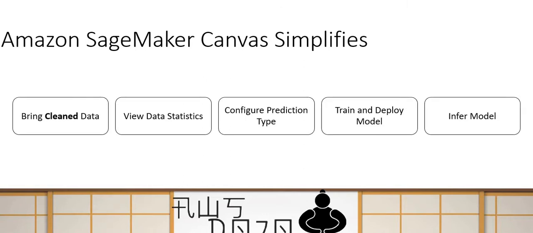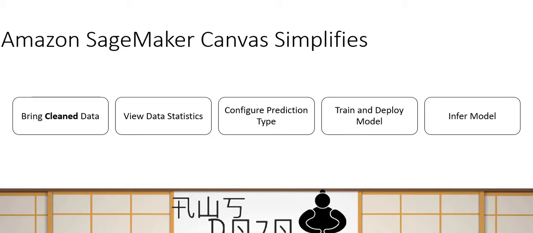SageMaker Canvas simplifies things. It asks you to bring the clean data. Now this is very important. I have highlighted the term clean here because at this point in time, SageMaker Canvas does not provide you a feature to clean the data. If you want to stay with low code, no code, and of course, if you're a business analyst, probably you want to stay that way, you can use Glue DataBrew to clean your data without writing a single line of code. And if you are not aware of this service, I have another tutorial where I have demonstrated how you can use Glue DataBrew.